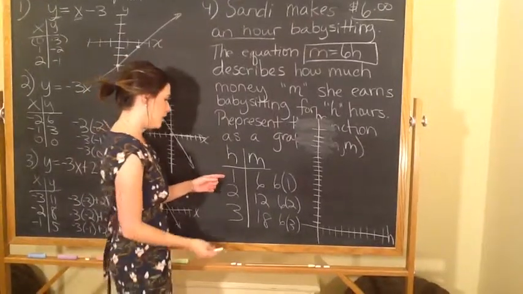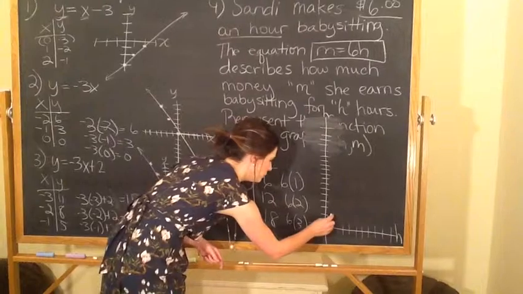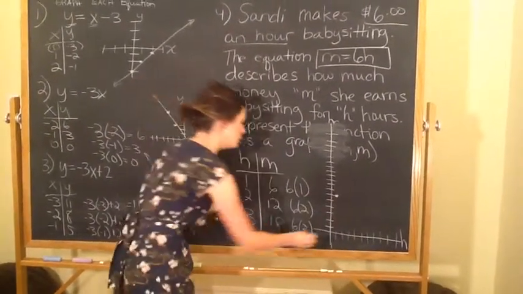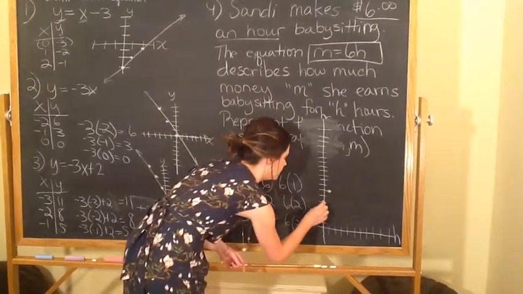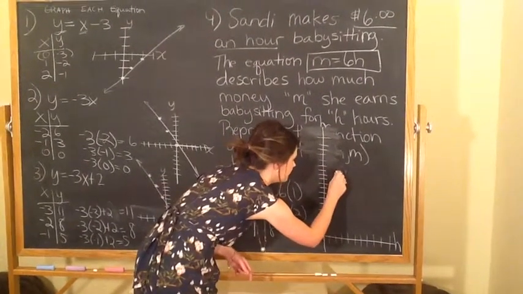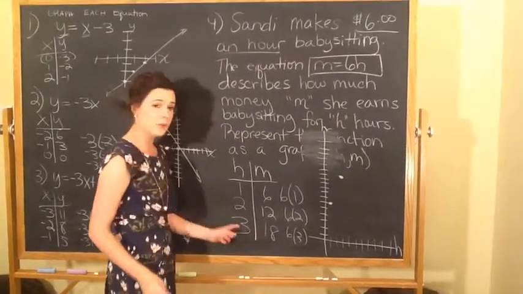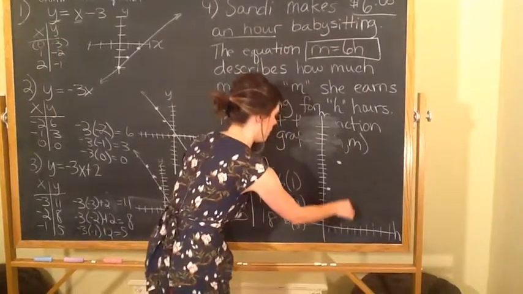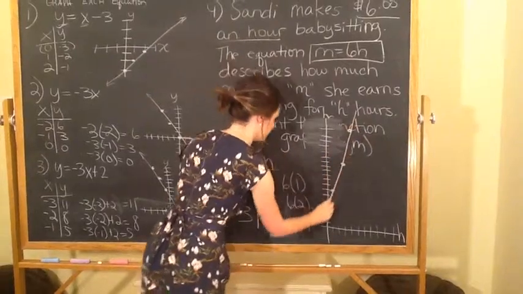So if I work 1 hour, I'm going to get $6. So 1, 2, 3, 4, 5, 6. If I work 2 hours, I'm going to make $12. So 1, 2, 3, 4, 5, 6, 7, 8, 9, 10, 11, 12. Okay, if I work 3 hours, I'm going to make $18. So if I go over 3 hours and go all the way up to 18, it's about right here, that means my graph's going to look something like this.